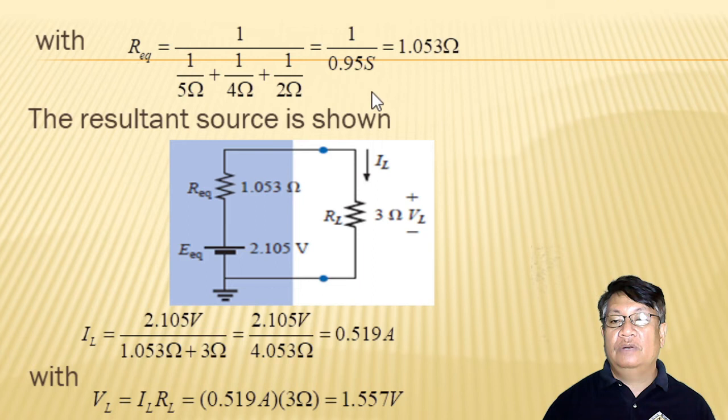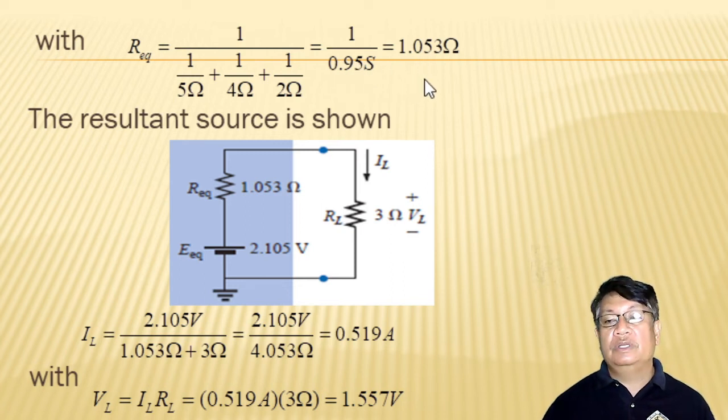So that is 1 over 0.95 Siemens, or the reciprocal of 0.95 is more or less equal to 1.053 ohms. Because of that, the equivalent resistance is equal to 1.053 ohms here. Your equivalent voltage source is 2.105 volts.